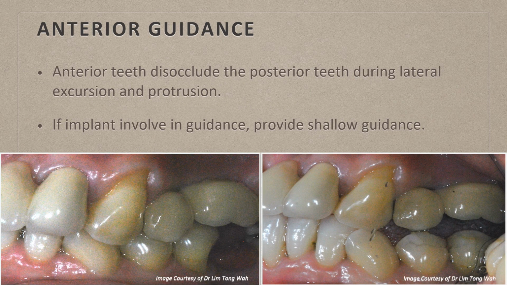With regards to anterior guidance, anterior teeth should disocclude the posterior teeth during lateral excursion and protrusion. However, if the implant restoration is involved in guidance, try to provide a shallow guidance. These images show implant prostheses on premolar and molar protected by canine guidance.